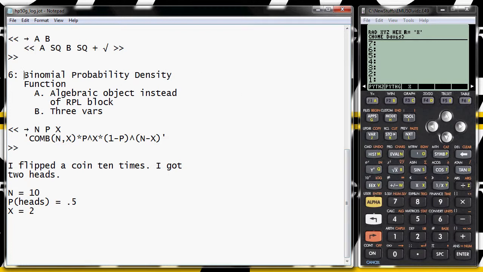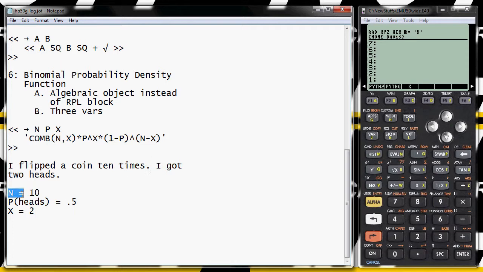I'm going to show this with the binomial probability density function. This is how you calculate probability in a situation where you have an action that has a set probability, and you do the action a number of times and you succeed in the action a number of times. So you have two numbers and you have probability.